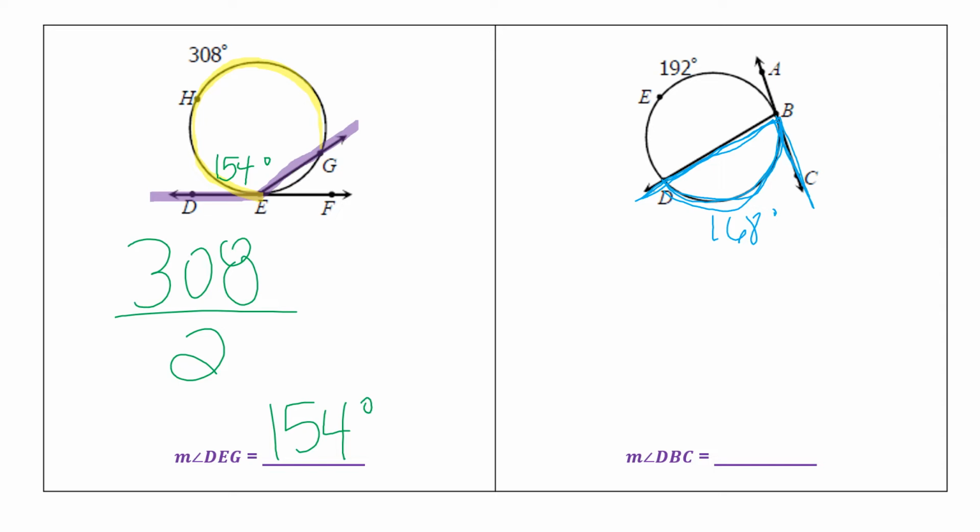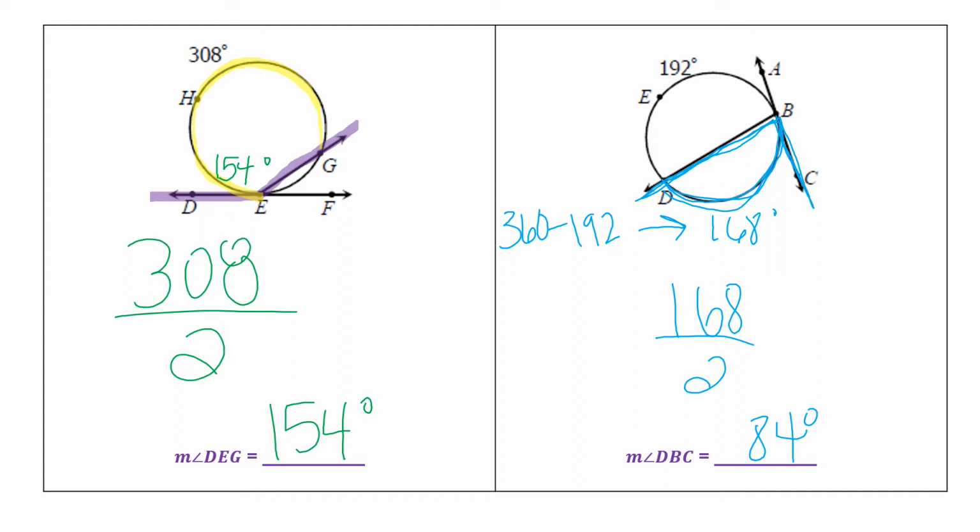So again, to find 168, I did 360 minus 192. And now that I know the measure of arc BD, I can take 168 and cut it in half, and that's going to give me the measure of angle DBC, which is 84 degrees. That's one way you could have found it.